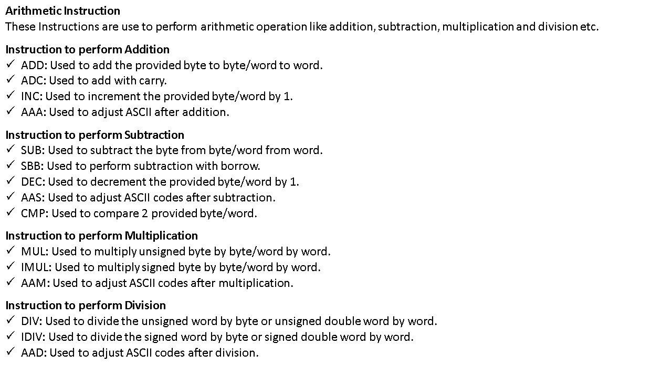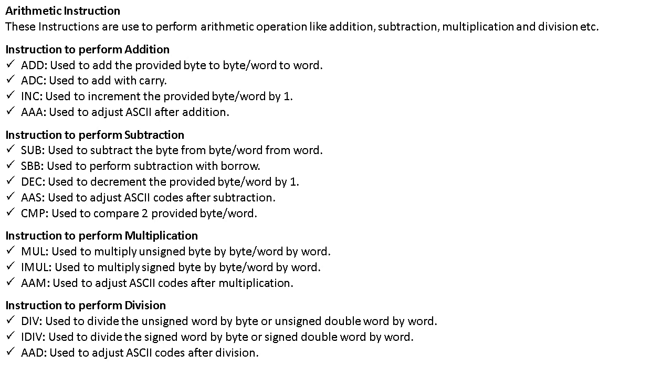Instruction to perform multiplication. MUL, used to multiply an unsigned byte by byte or word by word. IMUL, used to multiply a signed byte by byte or word by word. AAM, used to adjust ASCII after the multiplication.